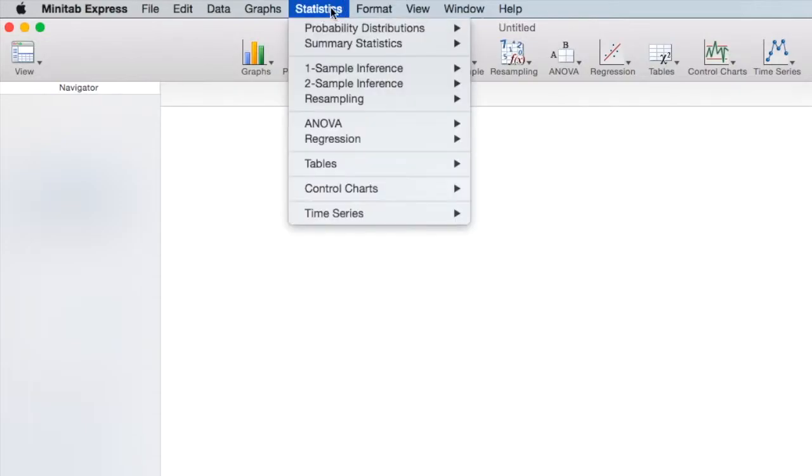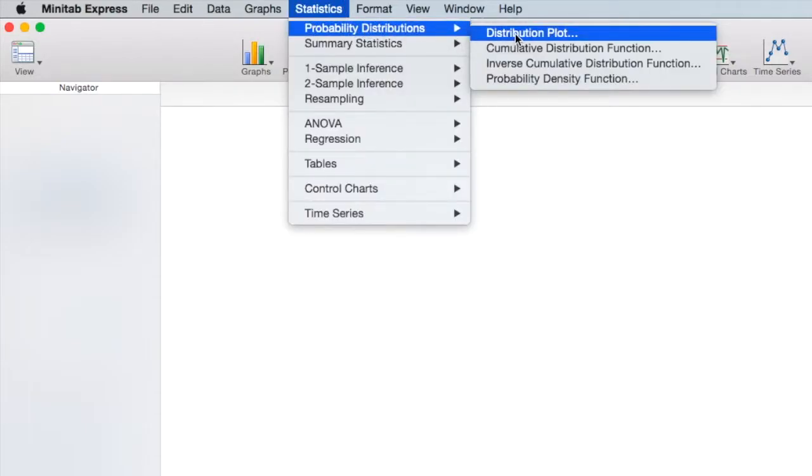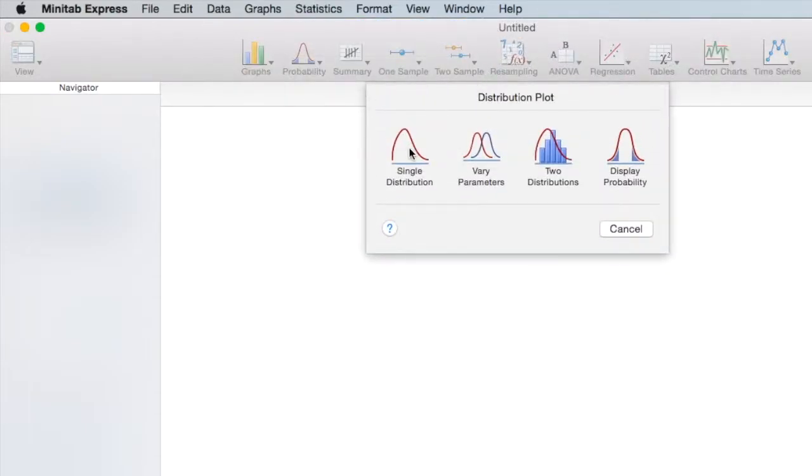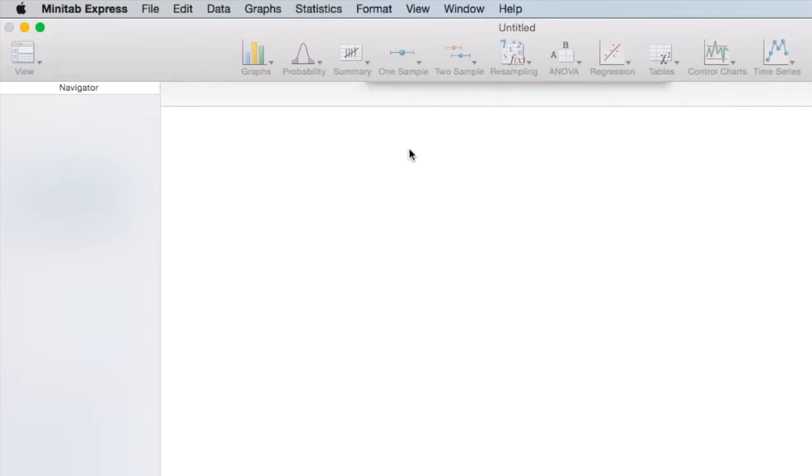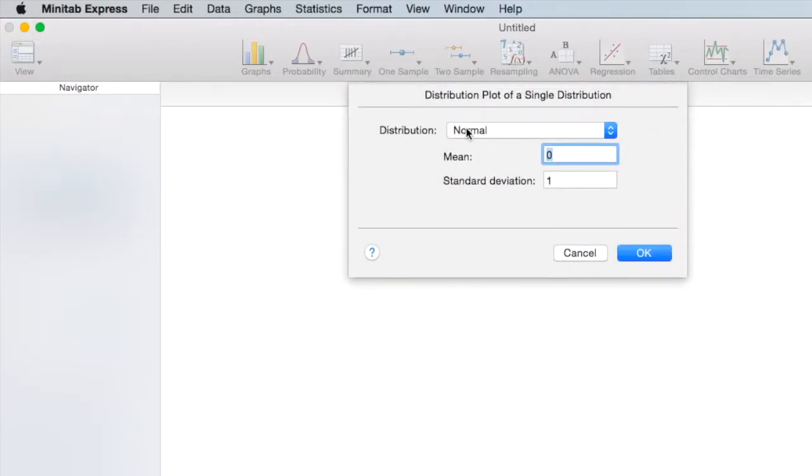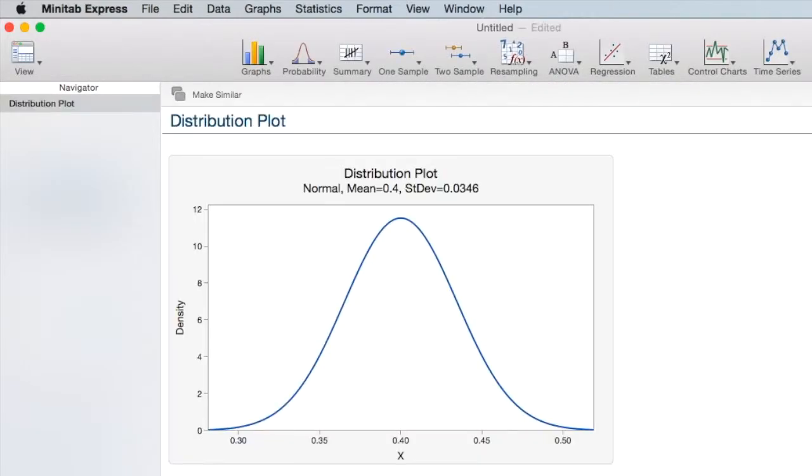I'm going to construct a probability distribution plot for a single distribution. This is a normal distribution with a mean of 0.40 and a standard deviation of 0.0346. This is our sampling distribution of p-hat given a population proportion of 0.40 and a sample size of n equals 200.